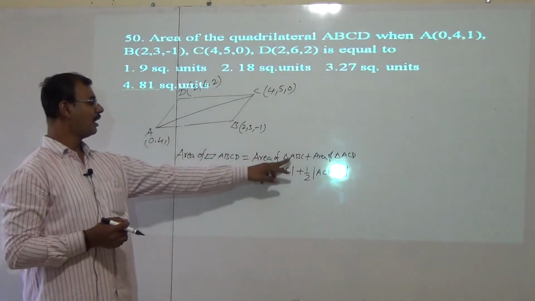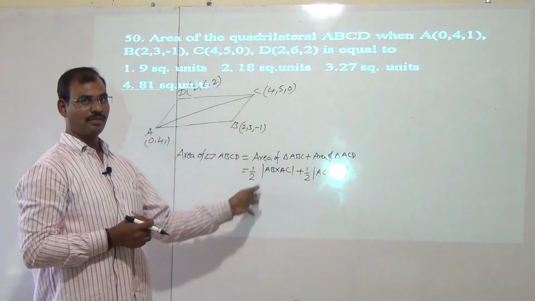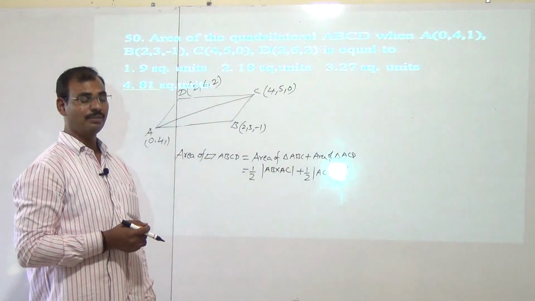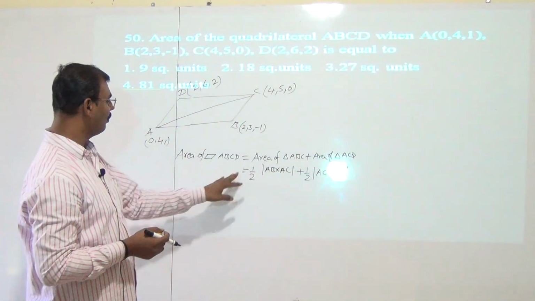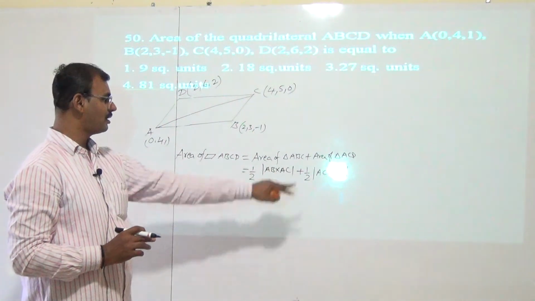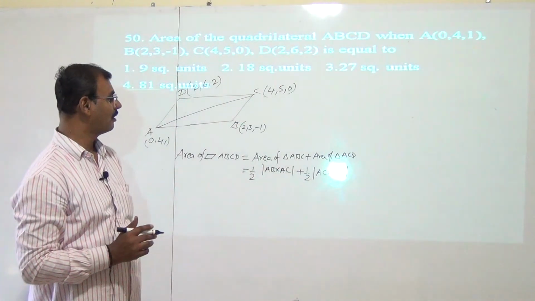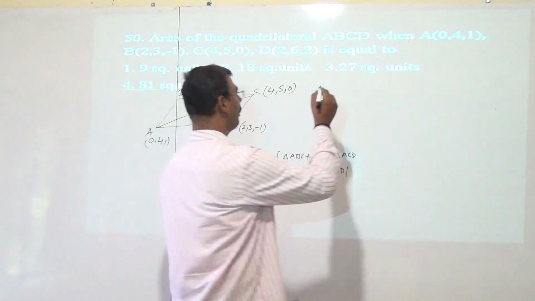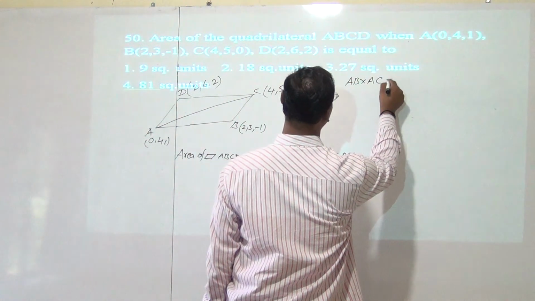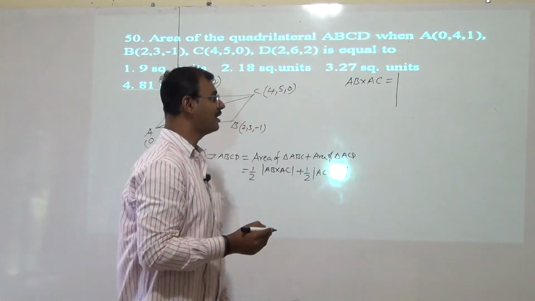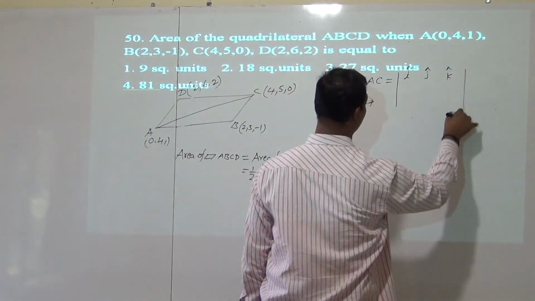How? Area of the triangle ABC, with 3 points, the formula is there: x1, y1, x2, y2, x3, y3, x1, y1. That is the area formula. Many people follow the determinant model; the determinant formula is also there. Now I am finding the magnitude of AB cross AC and the magnitude of AC cross AD, directly using the determinant method. First the i, j, k vectors.